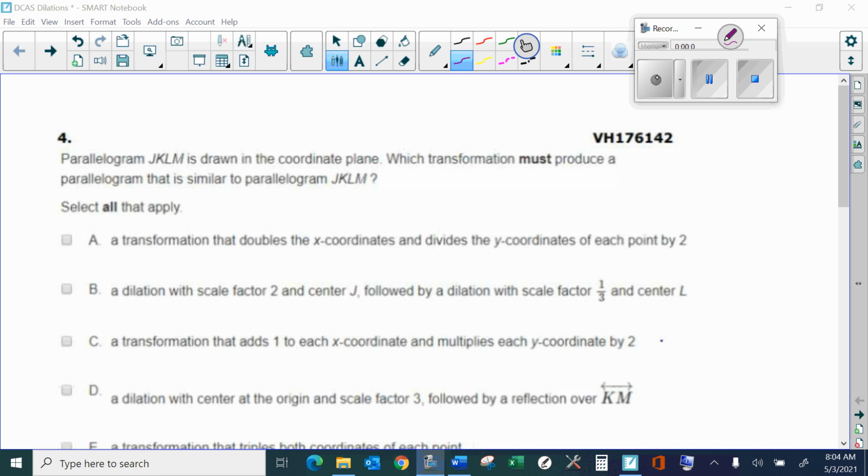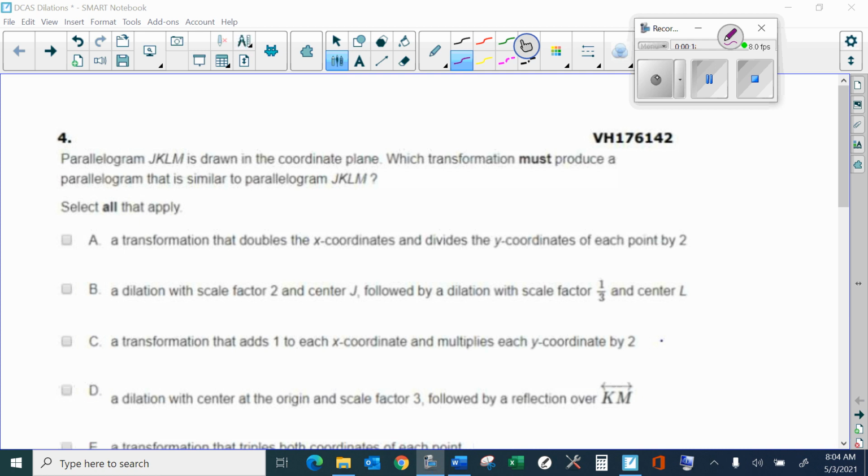Okay, students, we're going to go over dilation questions. I told you dilation is big on the DCAS, or at least it has been, so I'm assuming it's going to continue that way. So these are, again, prior problems. So work on memorizing these concepts.